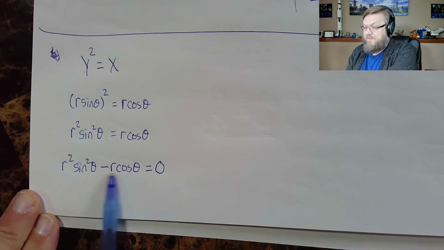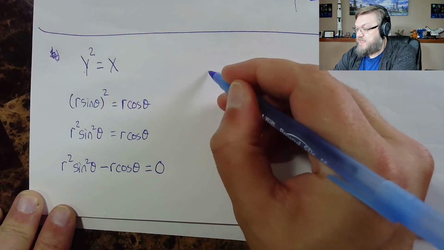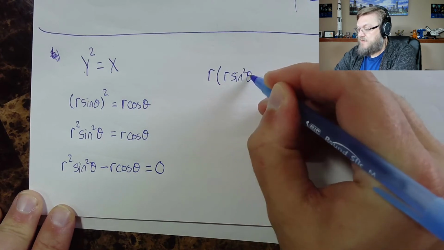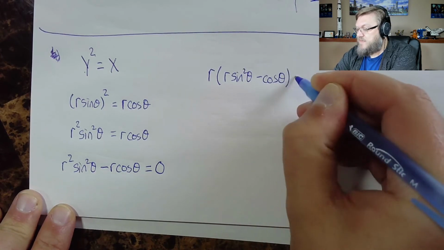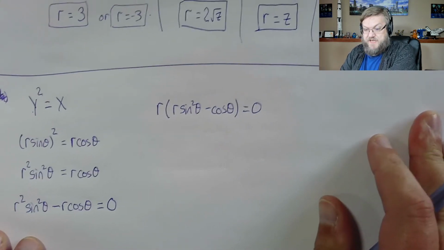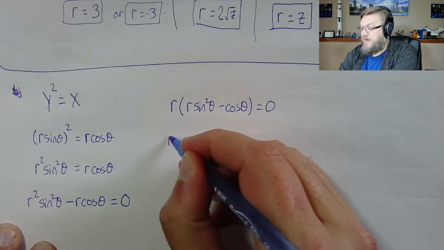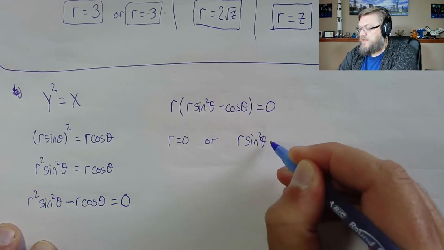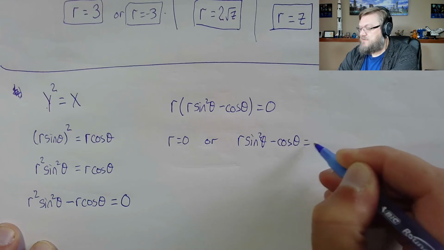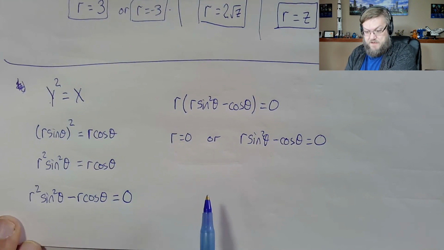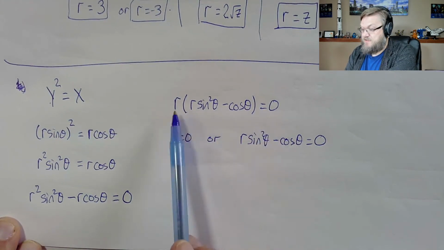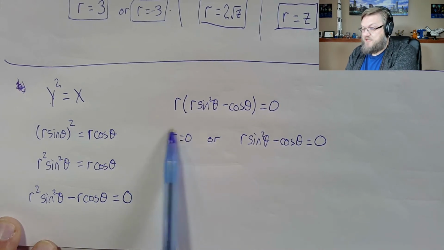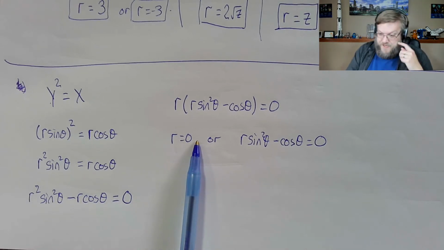Now, we can factor out an r, right? So this does become r times r sine squared theta minus cosine theta equals 0. And it looks like I have two options. Either r is 0 or r sine squared theta minus cosine theta is 0. This times this is 0, meaning one is 0 or the other is 0. This is a degenerate case, though, isn't it? R equaling 0. Think about that.